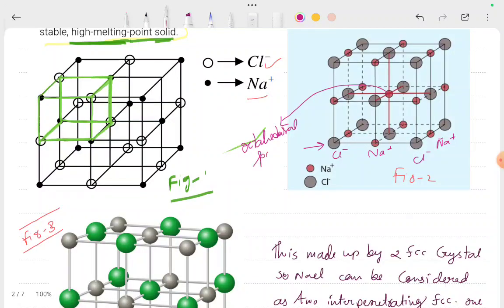This is the octahedral position, and this position is called the side central position. Please remember, side central positions. So here you can just go through figure number 2. In figure number 2, this Na plus ion is actually surrounded by 6 Cl minus ions, right? 6 Cl minus ions.